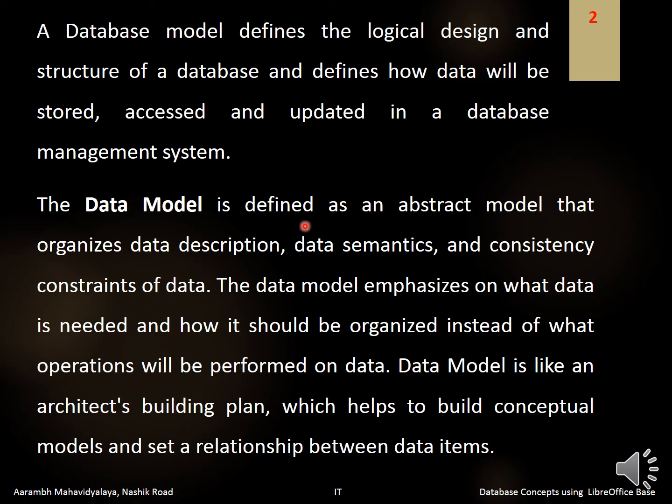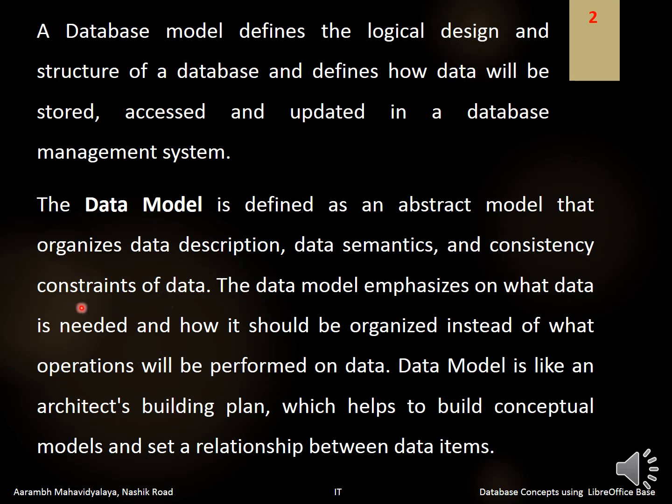The data model is defined as an abstract model. Abstract means a small model that organizes data description. Data description: in table creation, we have seen that data description. While creating any field name, we have described that field name, that is nothing but the data description. Then data semantics. Data semantics means a proper format of arrangement. Properly arranged data is known as the semantics.